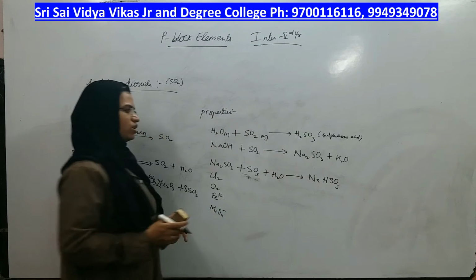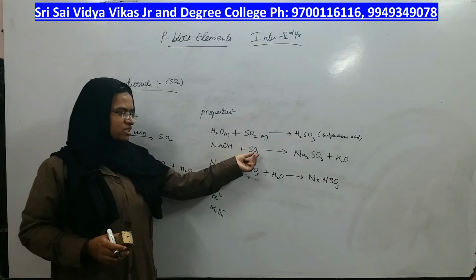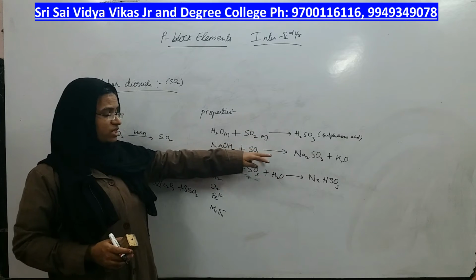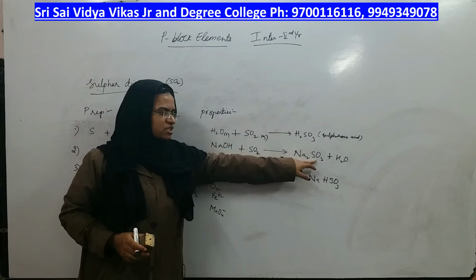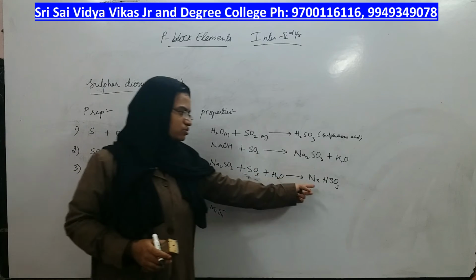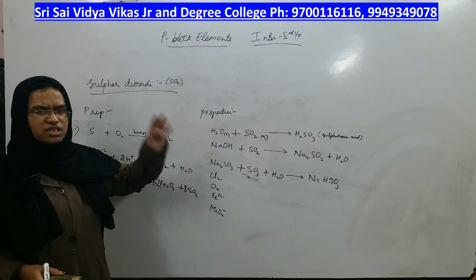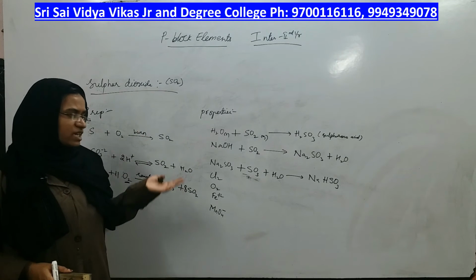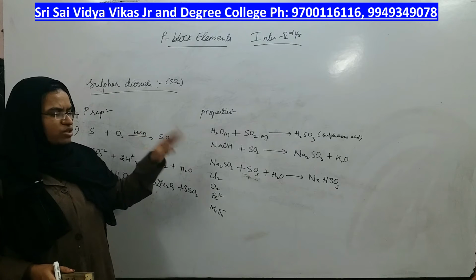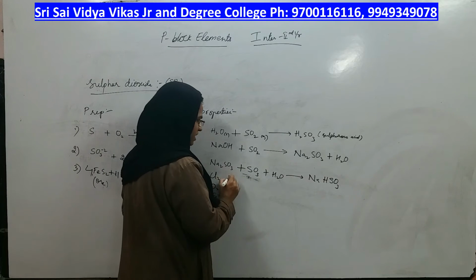Is it a salt or not? We already know that whenever a base reacts with an acid, you get a salt. Which salt are you getting? Sodium sulfite is the first salt. Some more sulfur dioxide means another salt, which is sodium bisulfite, right? These are the two reactions in which sulfur dioxide is behaving like an acidic oxide to get a salt in the end. Now what is the next reaction of sulfur dioxide?